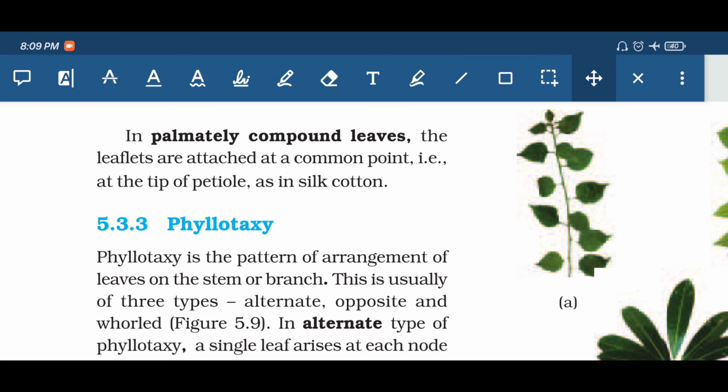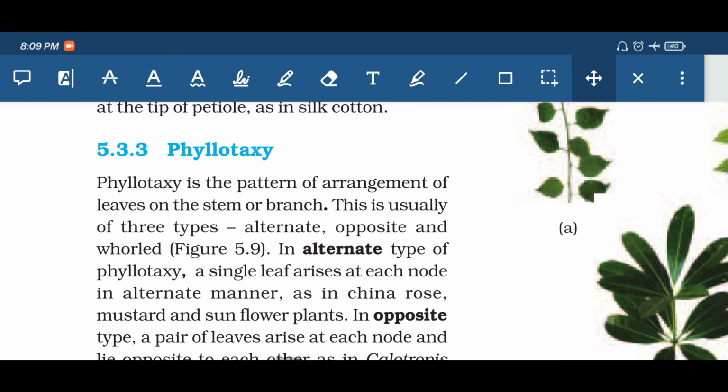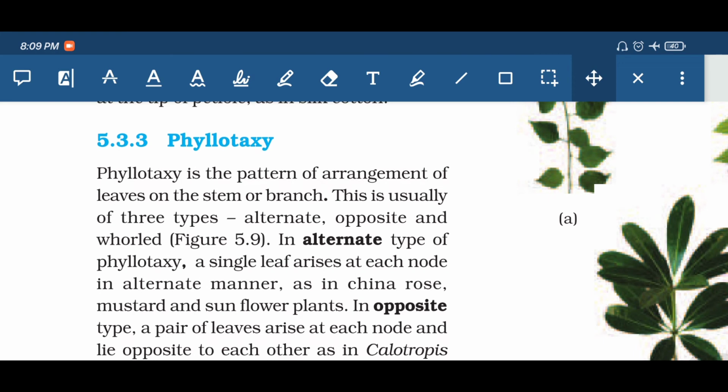Next comes phyllotaxy. Phyllotaxy means the pattern of arrangement of leaves, how the leaves are arranged on the branch or on the stem. The first statement is the definition of phyllotaxy: phyllotaxy is the pattern of arrangement of leaves on the stem or branch.